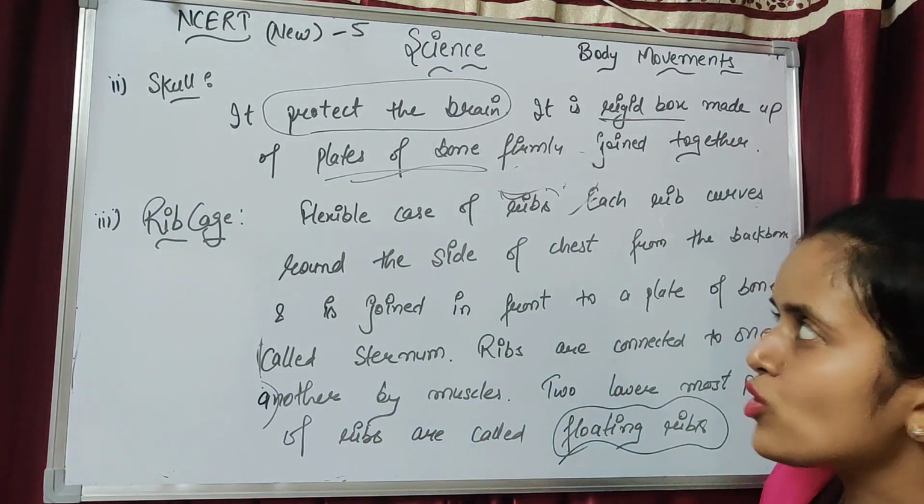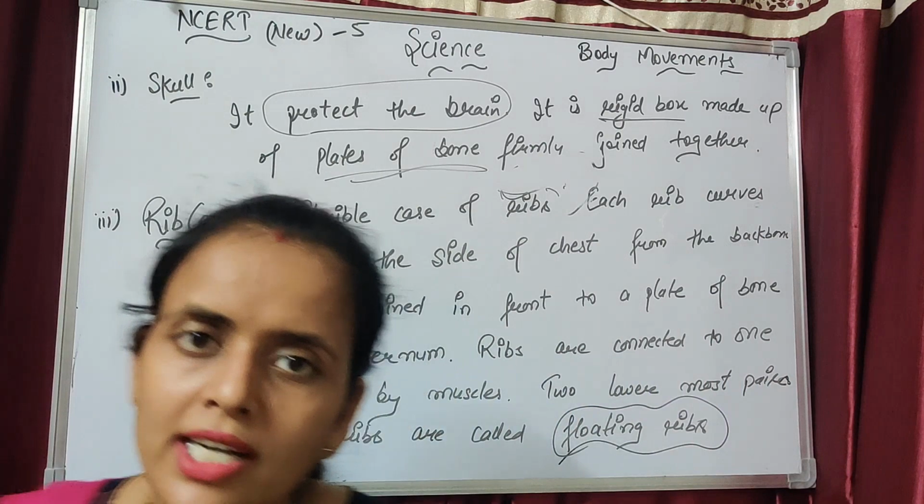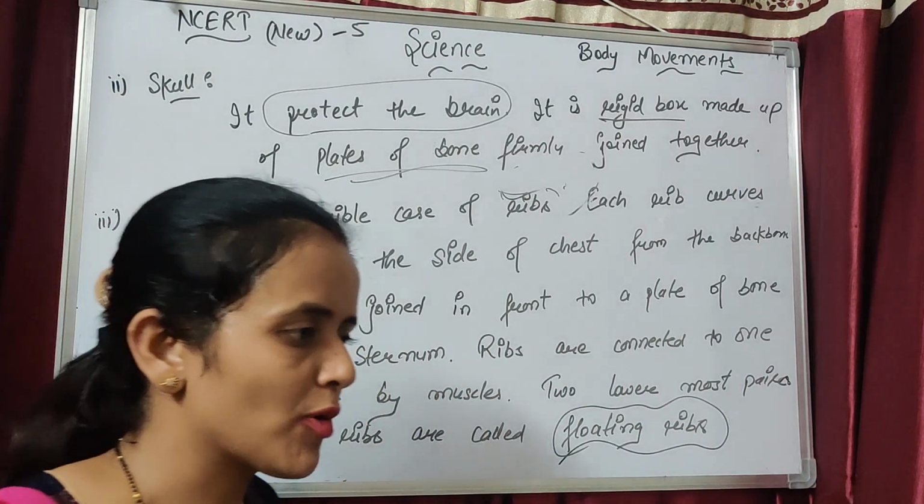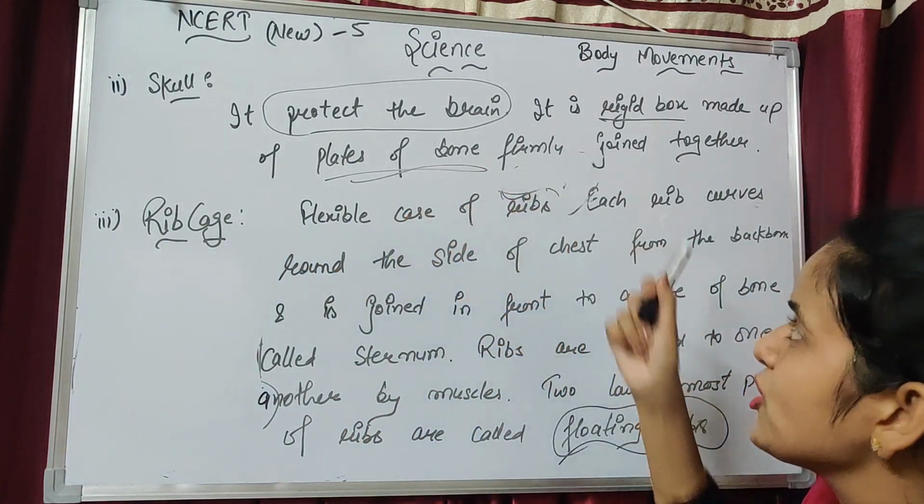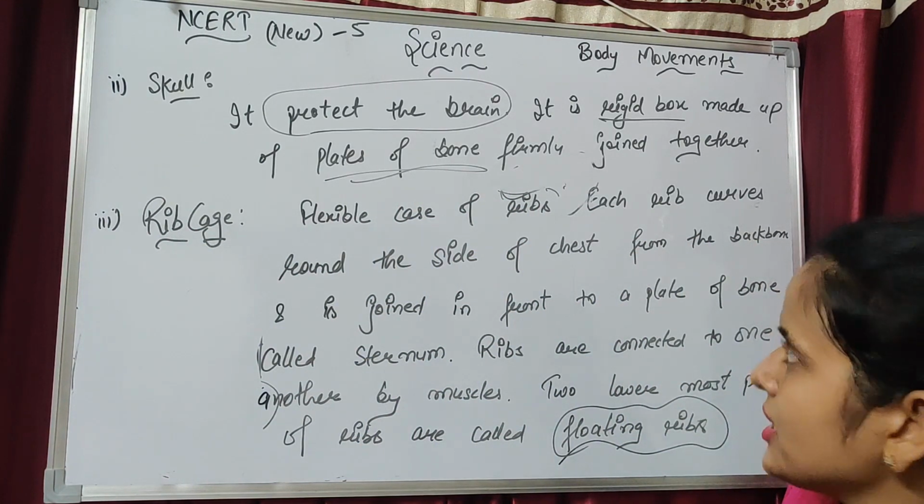Yes, our brain is a very soft part. Actually, all the internal organs of our body are soft, and they are protected by our bones. So the skull protects our brain, and it is made up of plates of bones firmly joined together. Clear? It is a rigid box made up of plates of bones.